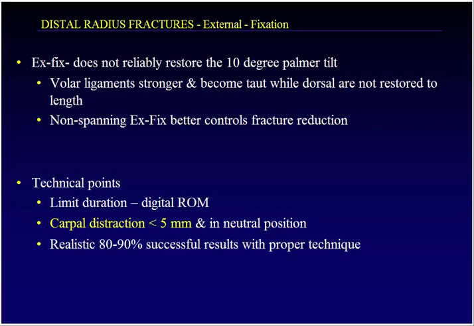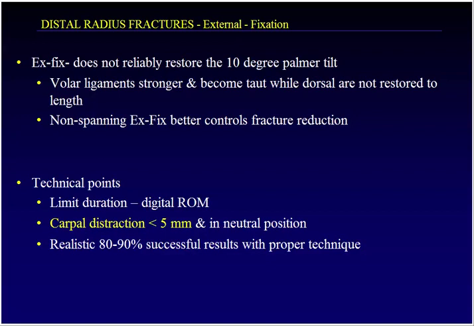Non-spanning external fixator can give you better control and better fracture reduction, but of course that relies on you having a large intact segment of the distal radius to work with in order to avoid having to span across the wrist. Technical points for external fixation: you want to really limit the duration. Typically 7 to 8 weeks in the external fixator is the maximum amount of time that the patient should wear the frame.